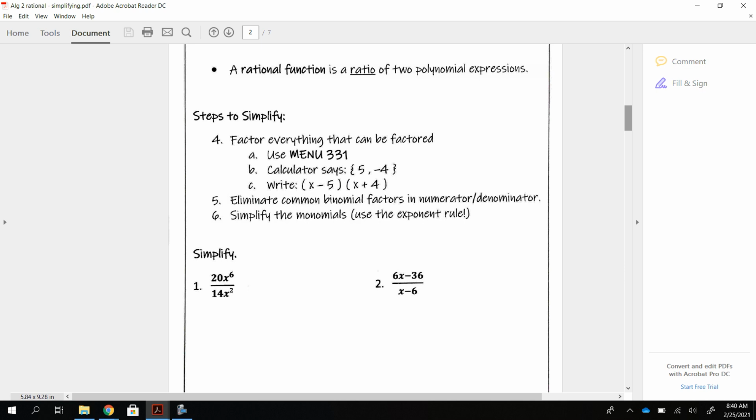That's simplifying. We know this. It's the same as if it was 2 over 4. We know that can be simplified to 1/2. That's basically all we're doing today. We're just doing it with letters, okay? But don't freak out. It's the same thing. And then it says simplify the monomials. Use the exponent rule. Remember, x to the 7th over x to the 3rd is really x to the 4th up at the top, okay?